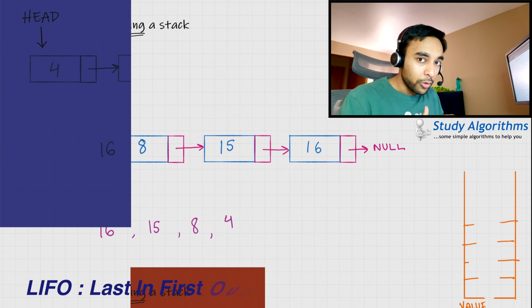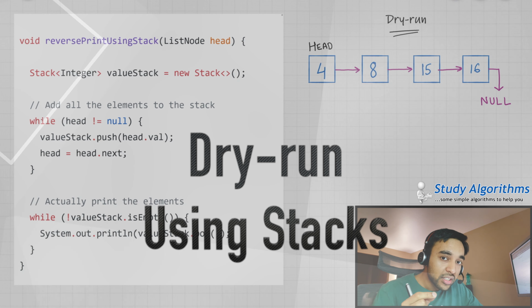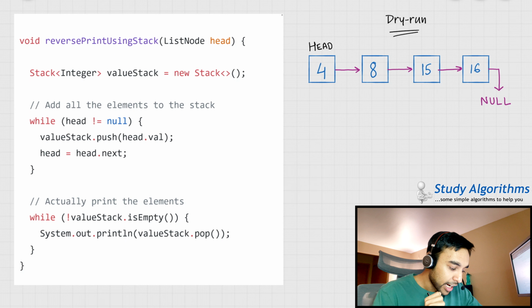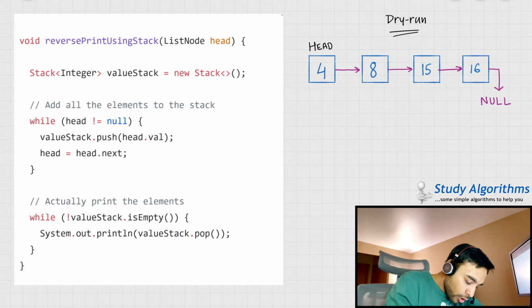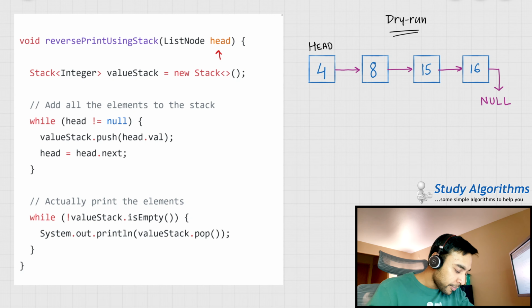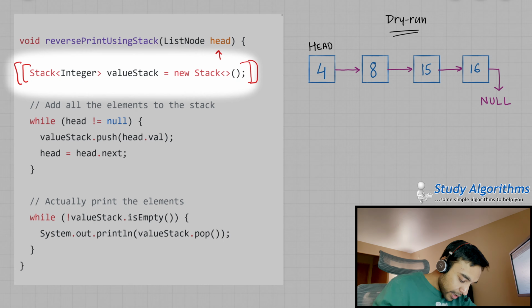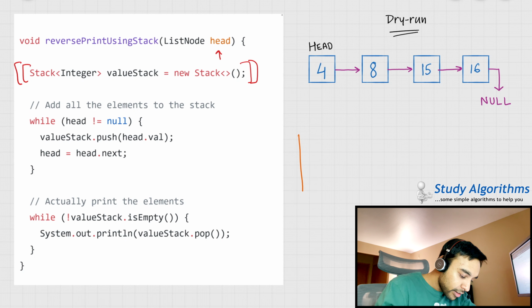Let me show you that now. On the left, you have the actual code to print the list in a reverse order using a stack. And on the right, I am taking a sample linked list that we just discussed above. So what I do is I pass in my head as an input parameter to the stack. In my next step, I will create an integer stack. This will contain all of my values in the linked list. So this is my stack.